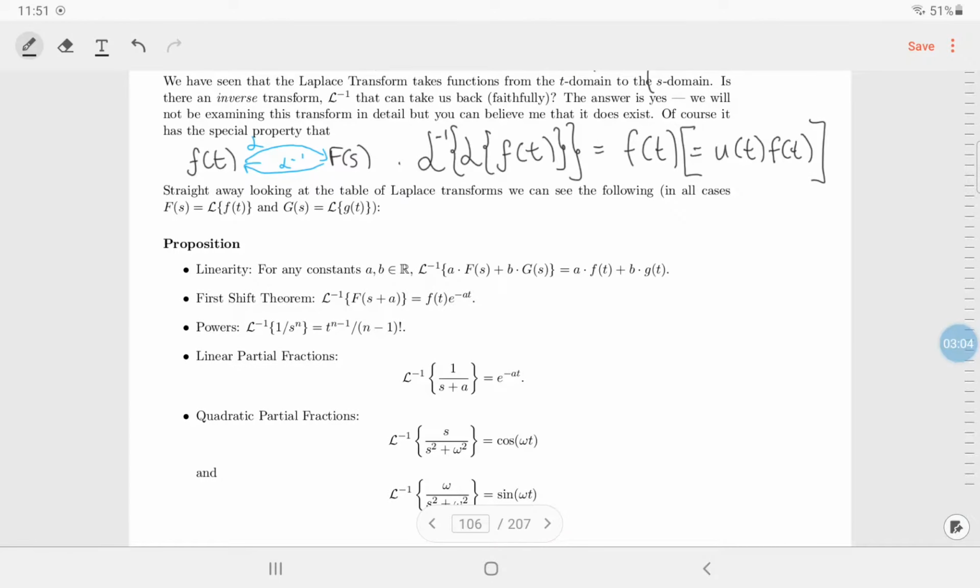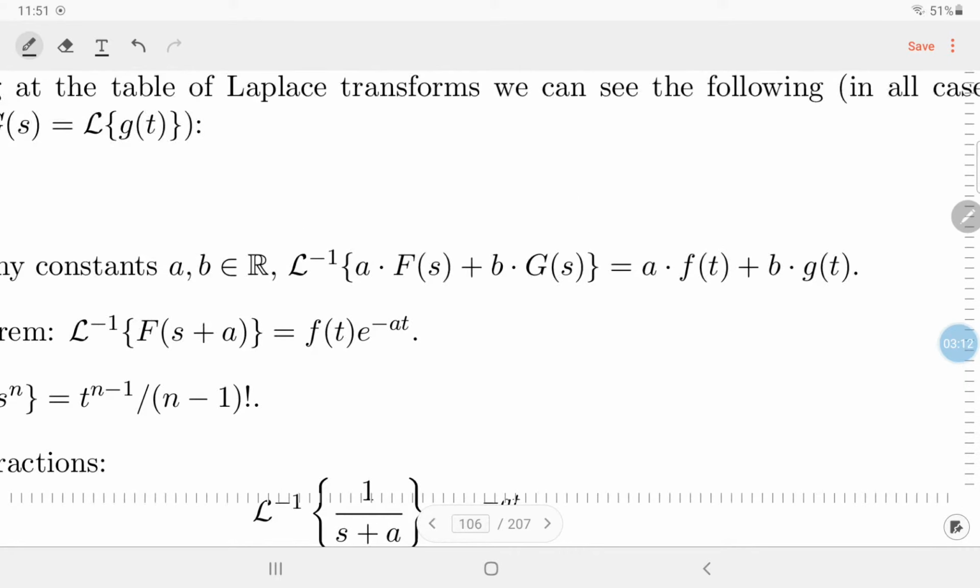Now, first of all, the inverse of a linear transform is linear. So if you're sending back a sum of functions, you do it term by term. So first you send back a times big F of s, plus then you send back b times G of s, that's term by term, fixing constants. You can fix the constants a and b.